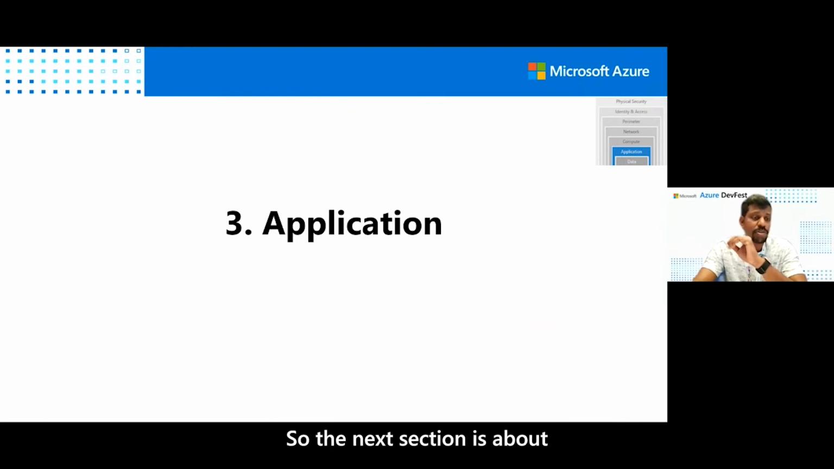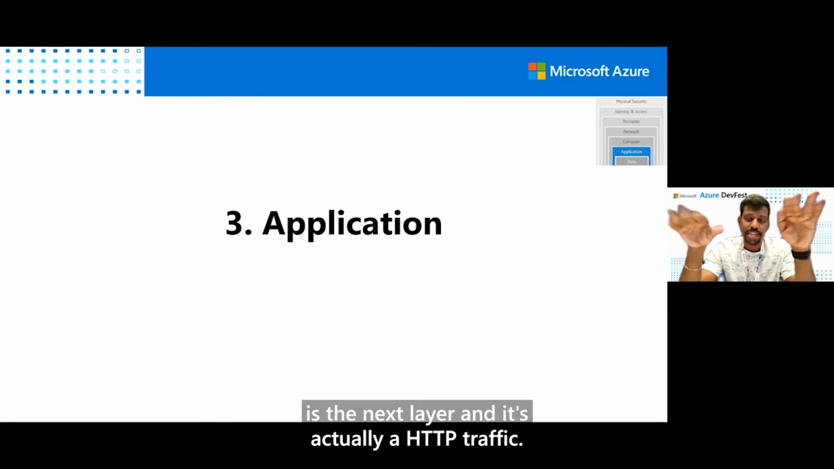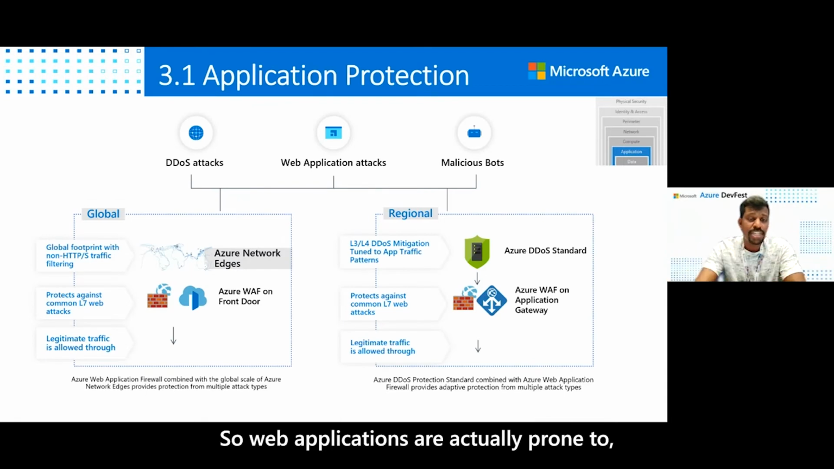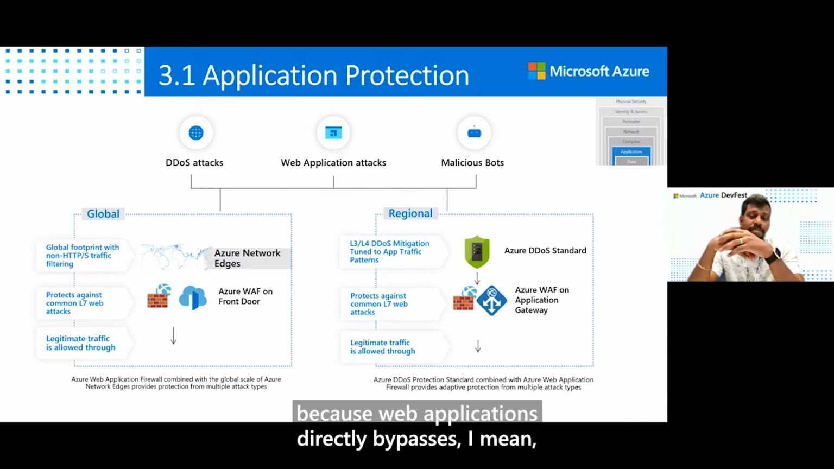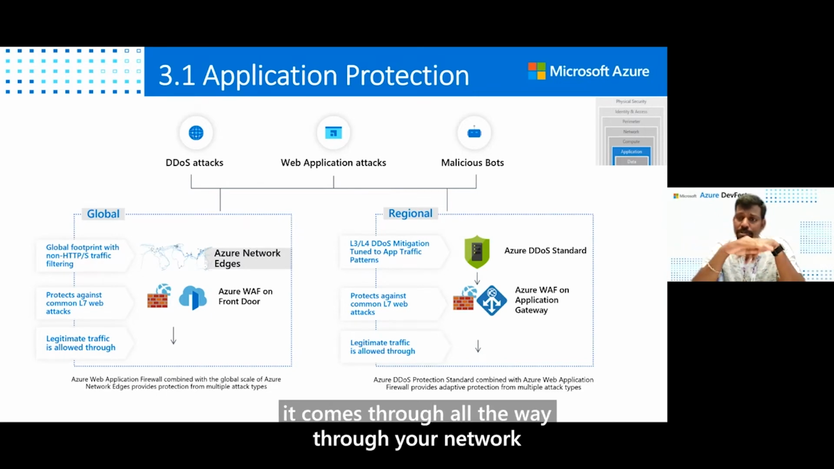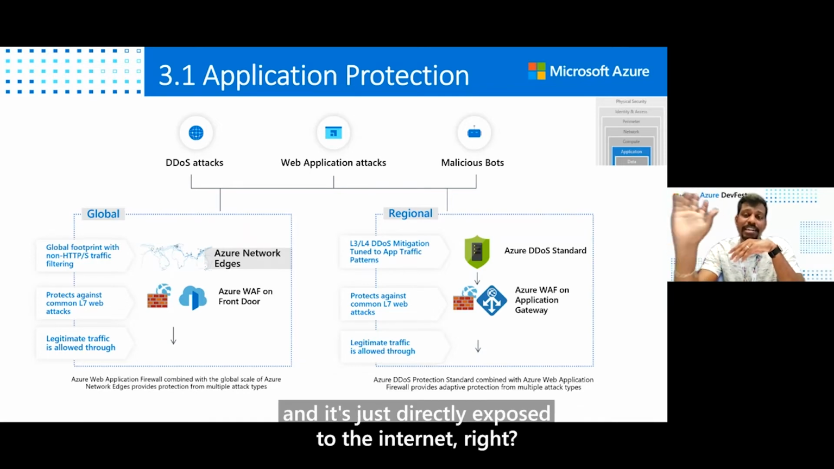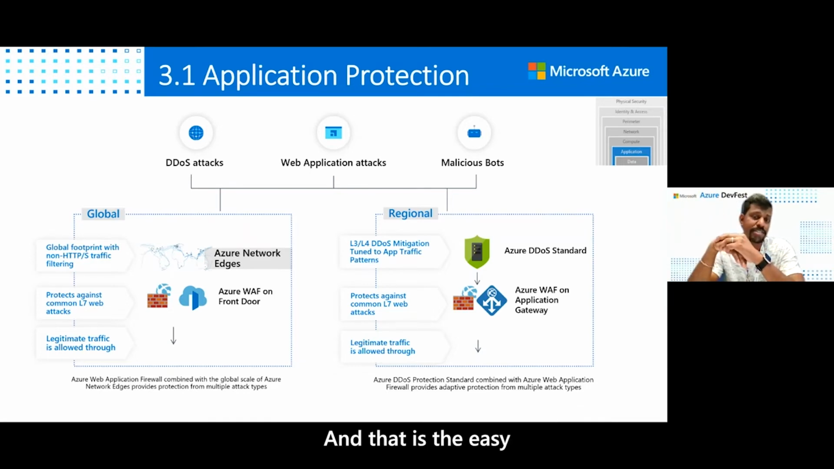The next section is about application protection. The application layer, as I mentioned, is the next layer, and it's HTTP traffic. Web applications are an easy target for attackers because web traffic comes all the way through your network and is directly exposed to the internet. Moreover, web applications are prone to vulnerabilities.